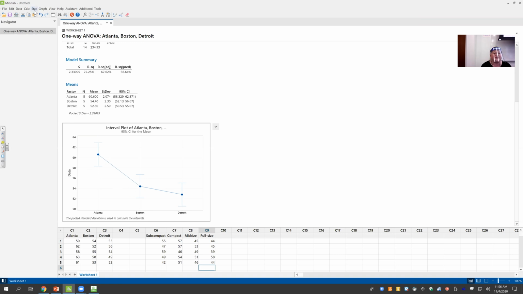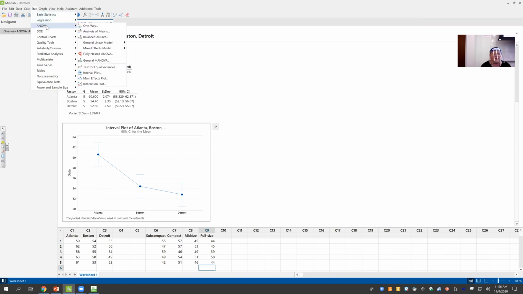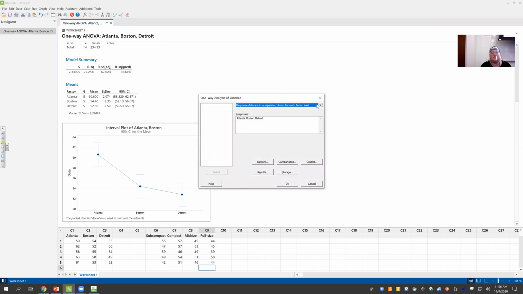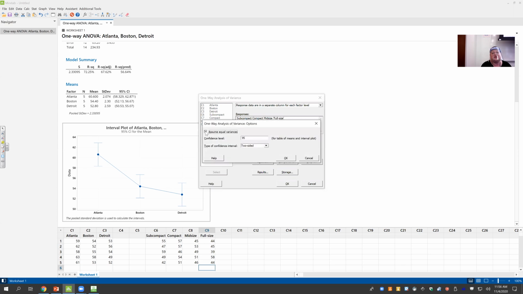Then we go back to Stat, ANOVA, One-Way. Response data are in separate columns for each factor level. And then I've got to choose all 4 of them: subcompact, compact, mid-size, and full size. All 4 of them. If you have 10 columns of data, you've got to choose all 10. You've got to choose all of the columns that are part of that question. Options: assume equal variances, 95% confidence, and it's always 2-sided.